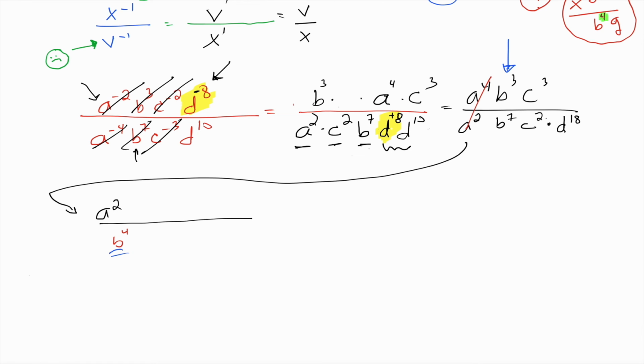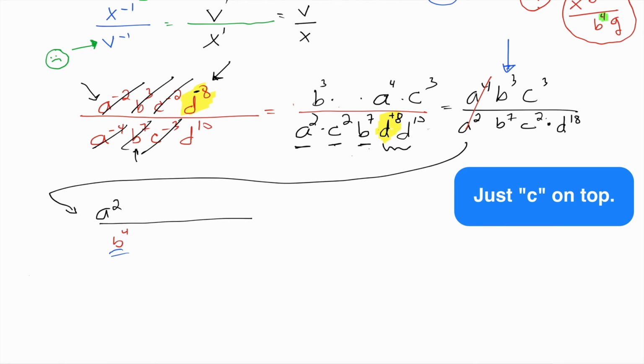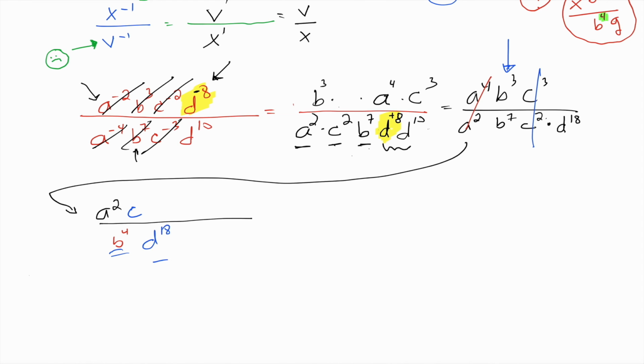Boom. Why is it b to the 4th downstairs? We got right here, right? Bigger number. Second grade math, take the place of the bigger number. Bigger number is downstairs. Answer goes downstairs. All right, what about these guys right here? Okay, cool. Times c. And what about the d to the 18? That stays. All right, so that's that. Boom.